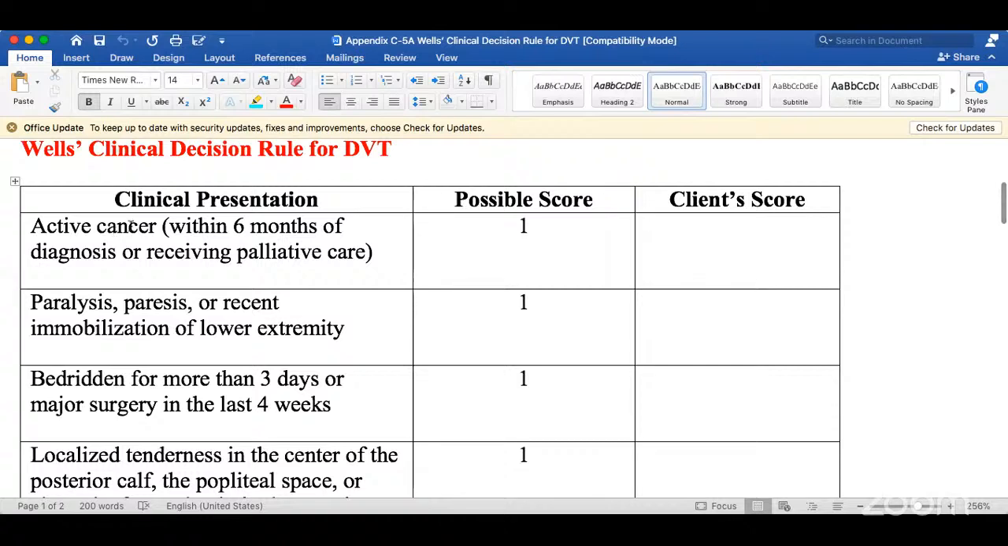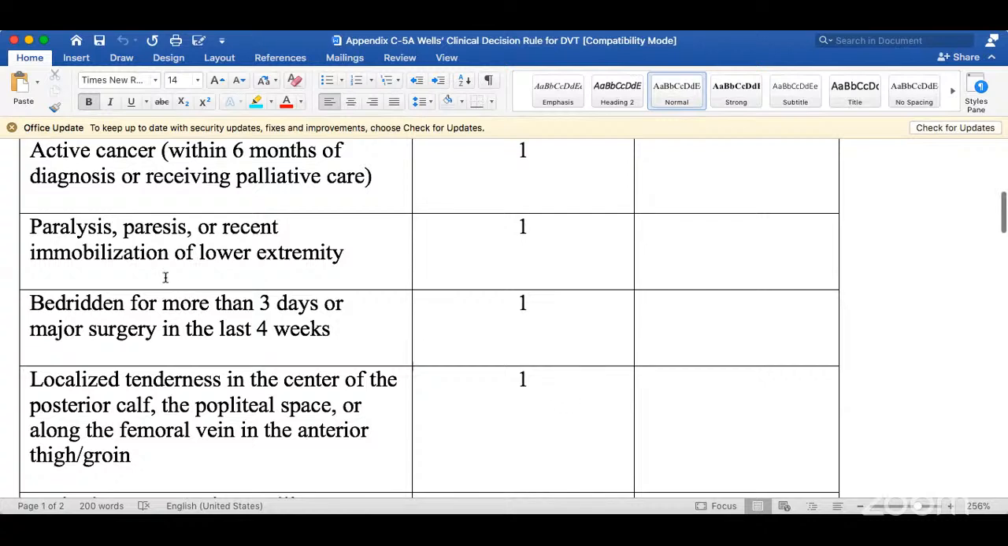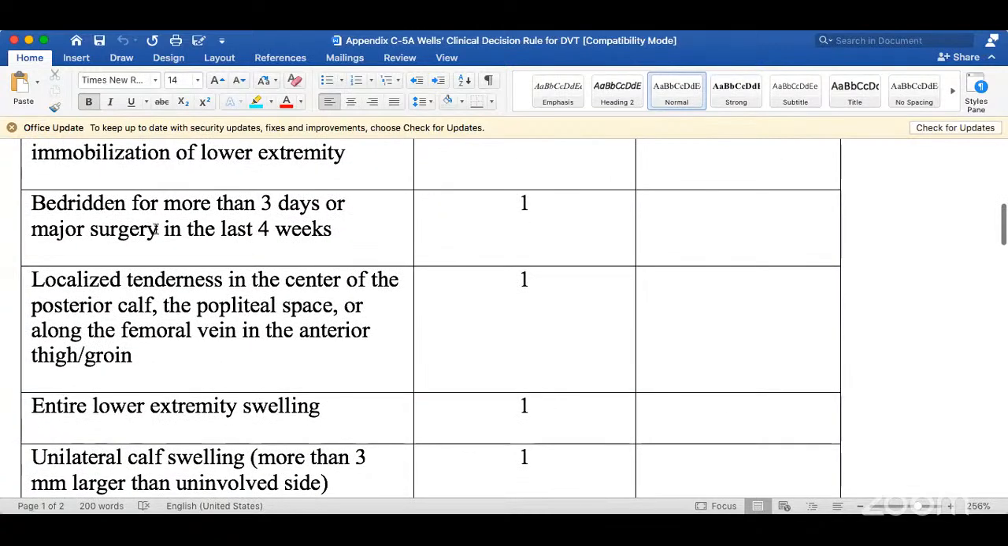This is when there is an active cancer, so within 6 months of diagnosis or receiving palliative care, you give a score. For each item you give a score, and at the end you are going to see the percentage of risk of having DVT. When there is paresis or recent immobilization of the lower extremity, possibly if there is a cast, it is not a paralysis, but because it was immobilized; bedridden for more than 3 days or major surgery in the last 4 weeks, each will have a score of 1.